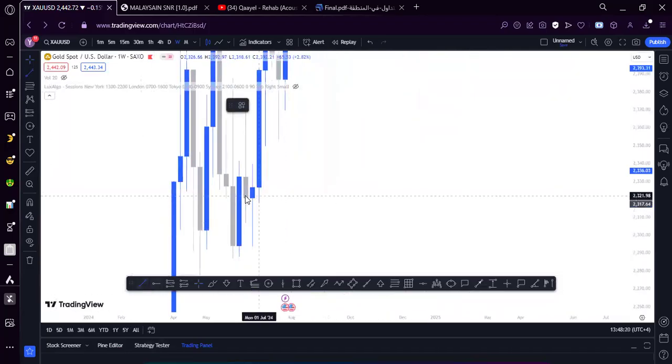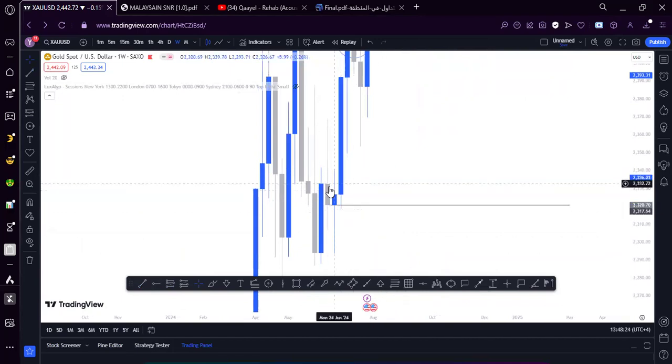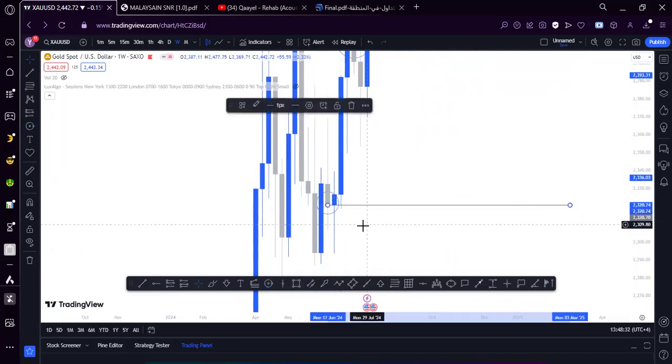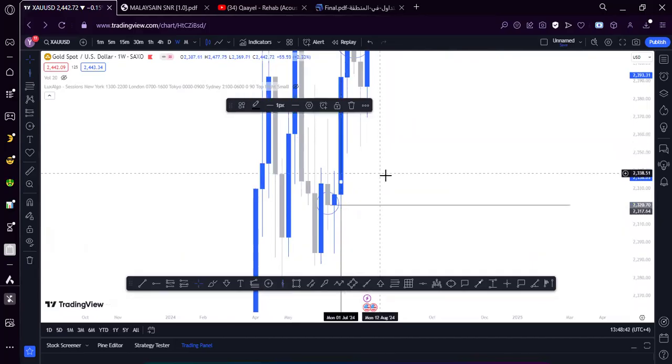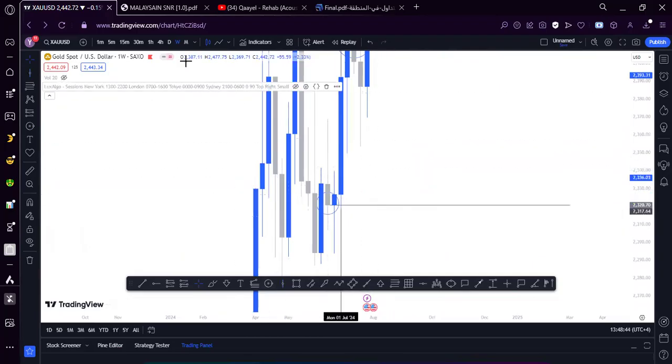Here, what is this? This is a fresh weekly level, right? This is a fresh weekly level. Let's put our vertical line on the next candle that has touched our level, our powerful level.